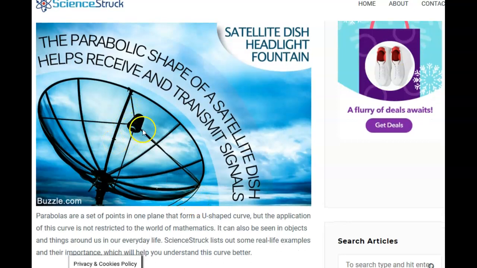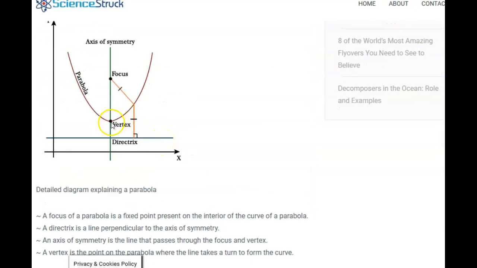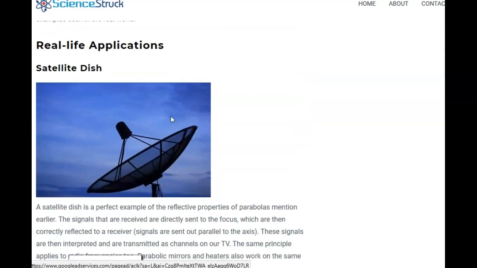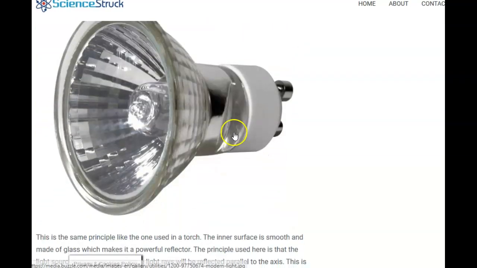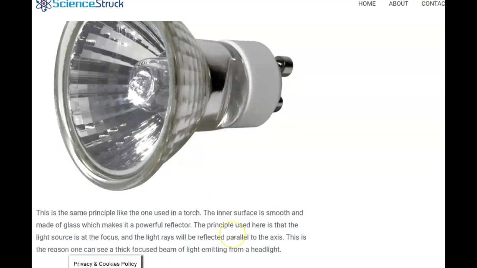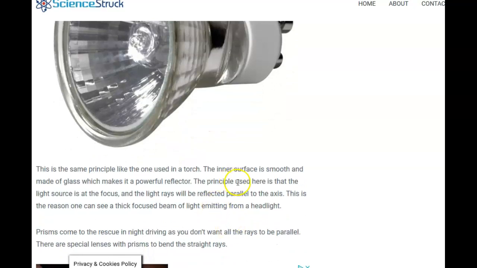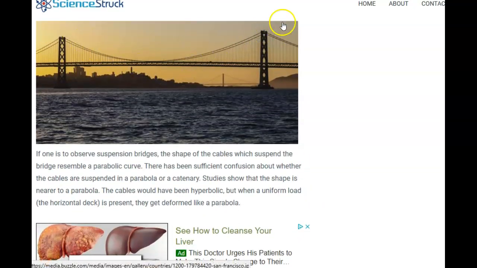It talks about where you think this receiver is placed? The focus point, okay? And here, I don't think this is clickable. It just talks about this distance. A satellite dish is a perfect example of a parabola. Here's a headlamp. The inner surface is smooth, made of glass, which is a powerful reflector. The light source is at the focus, and the light will be reflected parallel. This is also a parabolic shape.